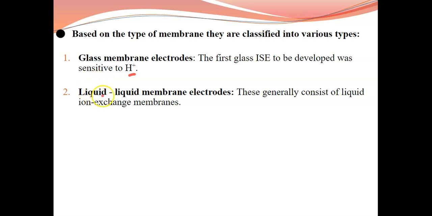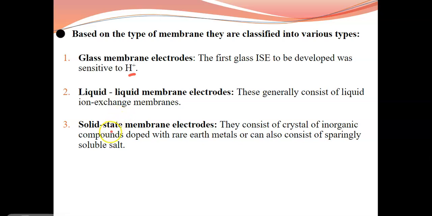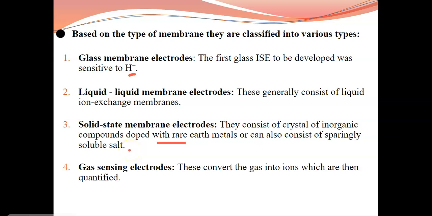The second type is the liquid membrane electrode. In this case, the membrane used is a liquid membrane, and this consists of liquid ion exchange membranes in the electrode. Third is the solid state membrane electrode, meaning the membrane is in a solid state. It can be a crystal of inorganic compounds doped with some rare earth metals, or it can also consist of a sparingly soluble salt.